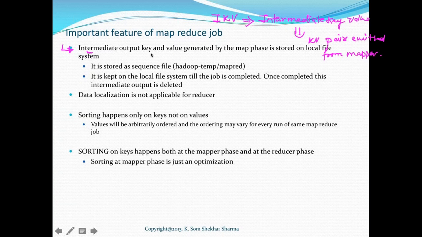The intermediate key value pairs generated by the map phase, as we have just seen in the diagram, are stored on the local file system of their respective machine. It is stored as a sequence file and kept on the local file system till the job is completed. Once completed, this intermediate output is deleted. Can anyone tell me why it is necessary to keep the output of your mapper, the intermediate key value pairs, on the local file system till the job is completed?